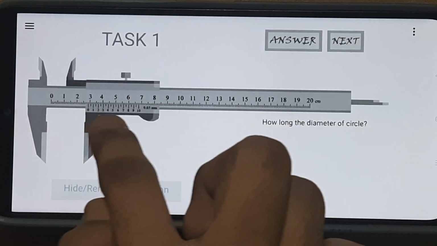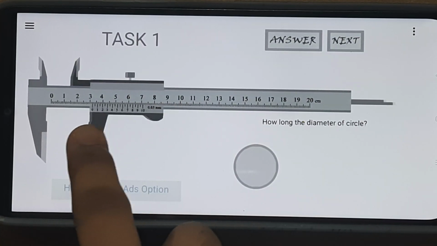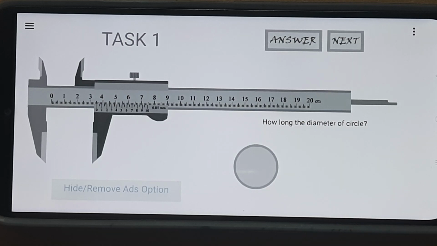Here we can see a tail or stem. This is used for measuring the depth of an object.